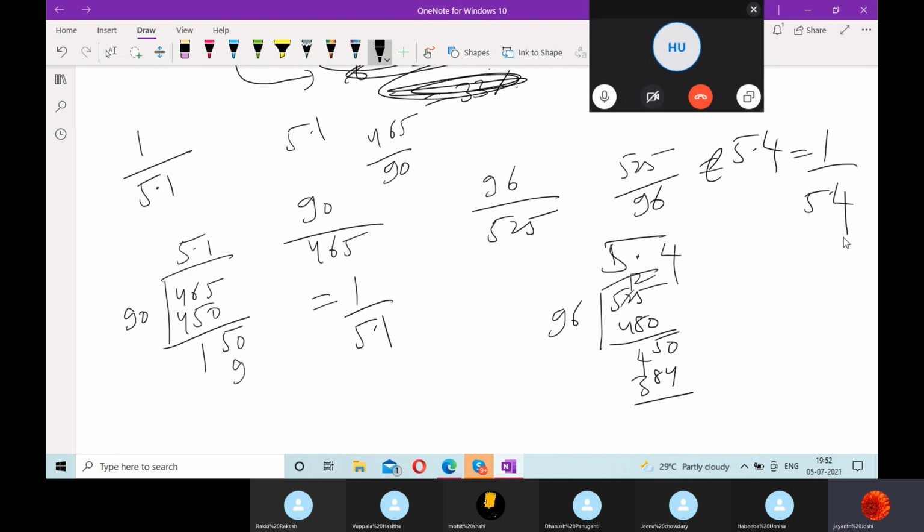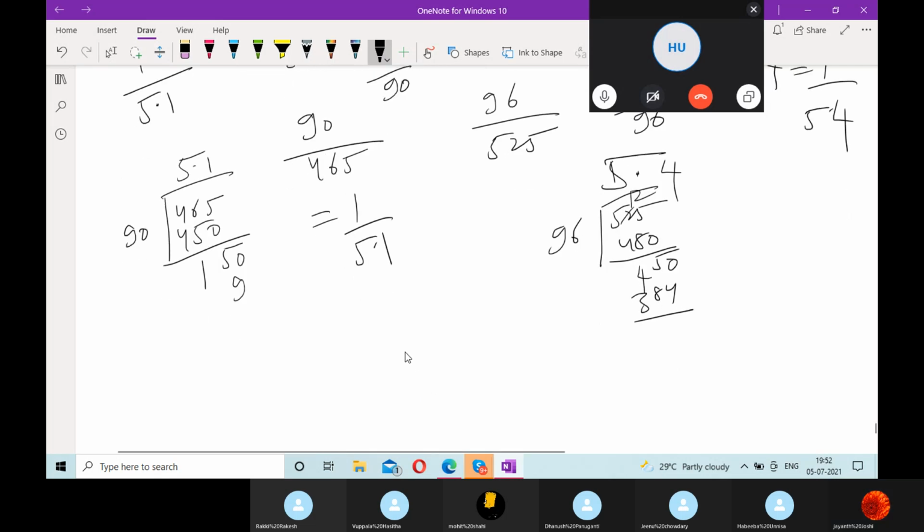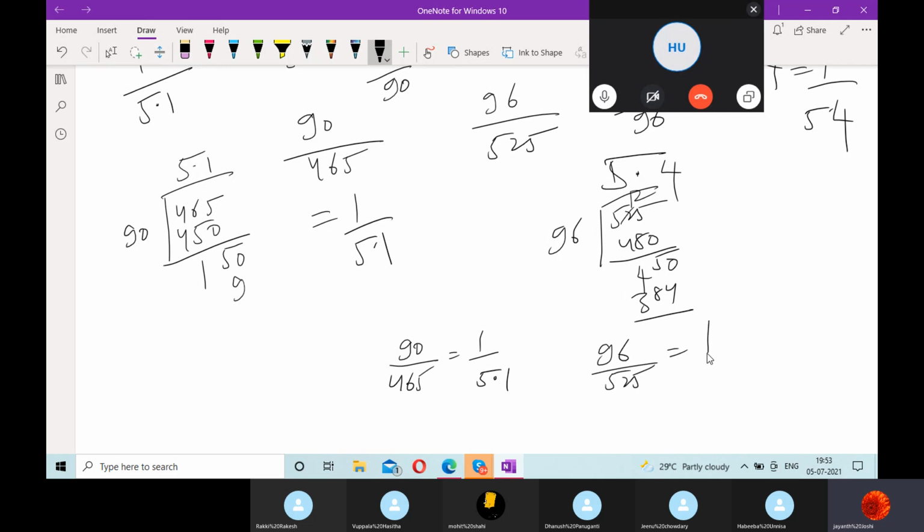So now what is the conclusion? The conclusion is, 90 by 465 is 1 by 5.1, and 96 by 525 is 1 by 5.4. Now you tell me which is the bigger percentage. This is the bigger percentage, correct or wrong? All of you tell me yes or no.